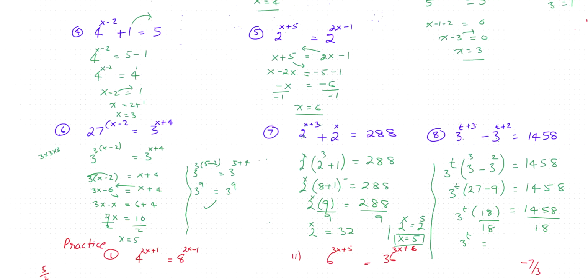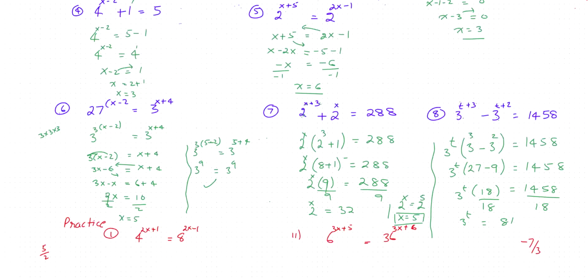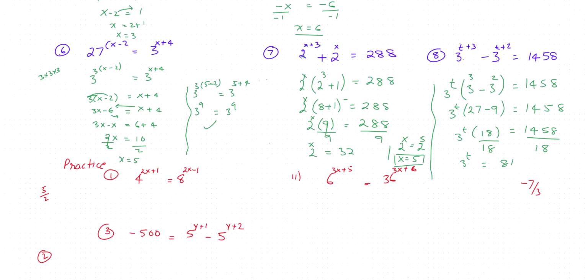So again, we have to make the same base. So 81 can be written as 3 to the power, so 3 times 3, 9, times 3, 27, times 3 is 81. So 3 to the power 4. So t equals 4.